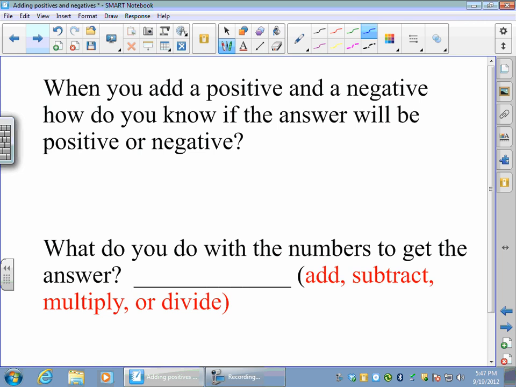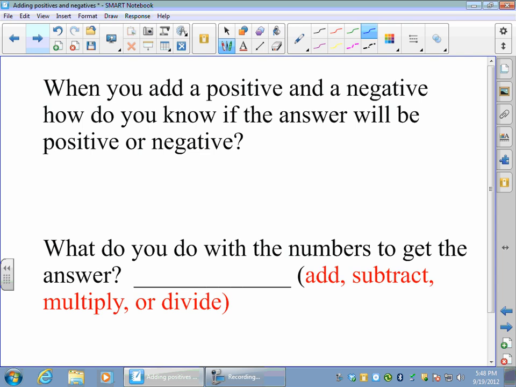Okay, you tried a bunch of these. Now we want to get this rule. So hopefully if we can look back through these examples, we'll be able to figure out what this rule is. So remember, we're always looking for two things. What's the sign of the answer going to be? And what do we actually do to get the answer? Do we add, subtract, multiply, divide?